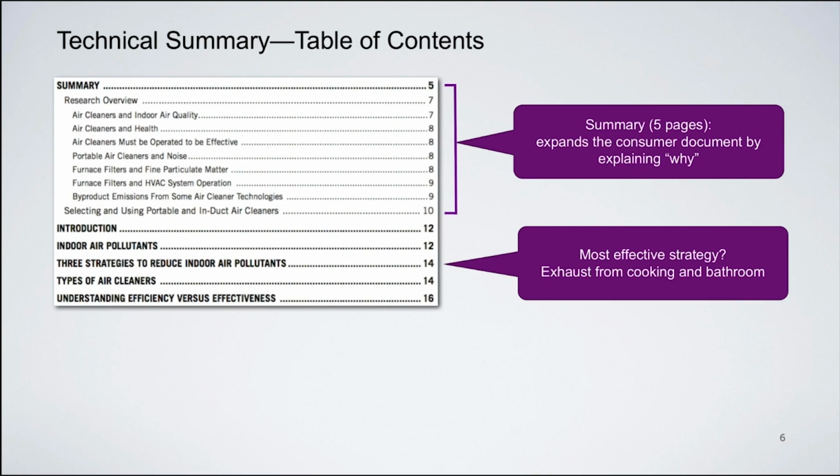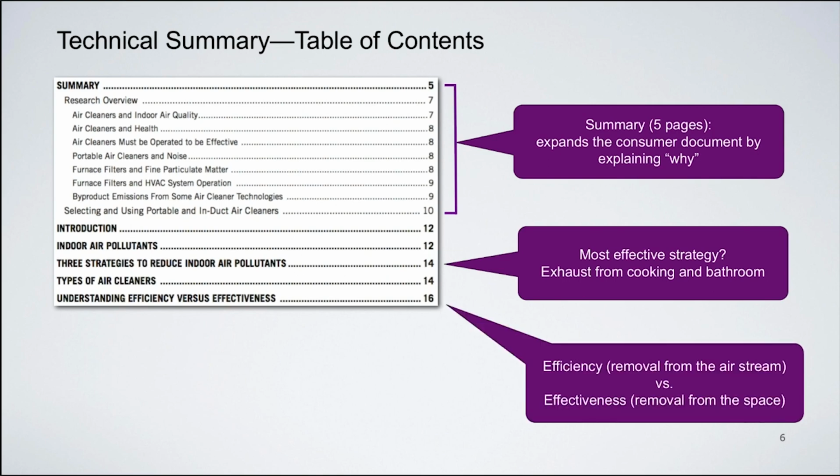The next point that is reinforced here in the technical summary are the 3 strategies to reduce indoor air pollutants, and one of the most important being to exhaust from cooking as well as bathroom, but especially cooking. And Terry will talk about that a little bit later on as to why that's true. So of the 3 strategies, avoiding particulate buildup inside is a really good idea, and that can be most easily achieved by using a kitchen exhaust hood.